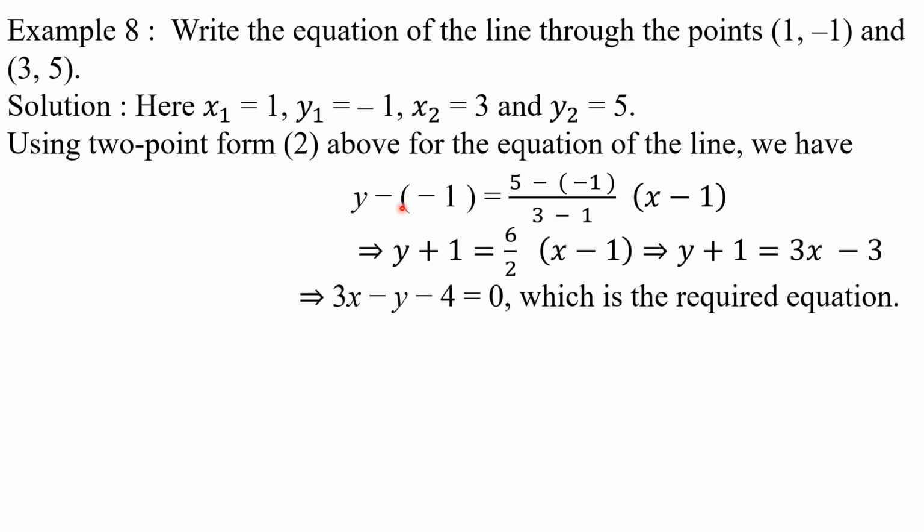So y minus y1, which is minus 1, is equal to (y2 minus y1), that is 5 minus of minus 1, whole divided by x2 minus x1, that is 3 minus 1. Understood this part, my children? Into x minus x1. What is x1 here? 1. Understood this step, my children?